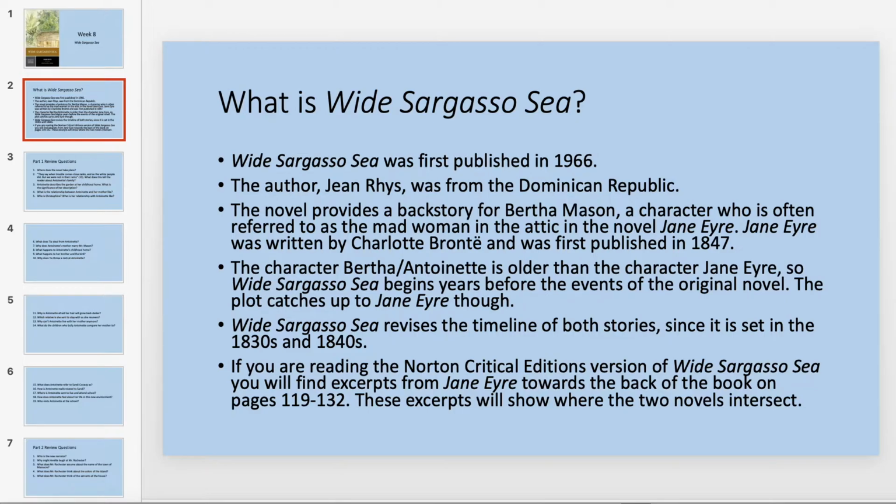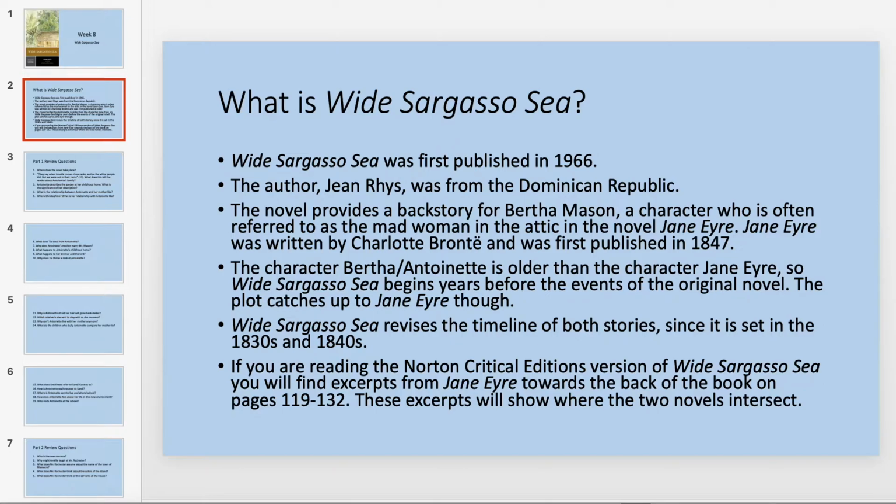So in Wide Sargasso Sea, we have Bertha becoming Antoinette. So she has these kinds of two names. We'll see her originally as Antoinette in our story and then later being called Bertha. And Bertha/Antoinette is older than the character Jane Eyre. So Wide Sargasso Sea is going to begin years before the events of the original novel, and then eventually it's going to catch up. So by the time we get to the end of our story, we'll see the almost intersection of those characters of Jane Eyre and Antoinette/Bertha.